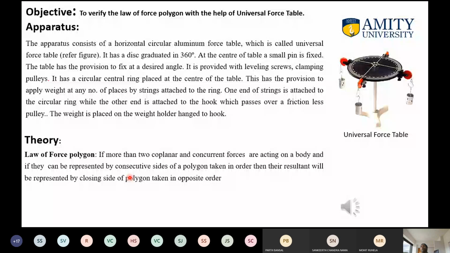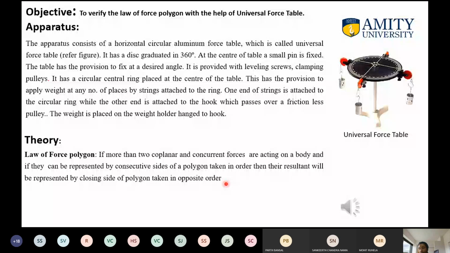We have already studied the basics of the triangle law in 11th and 12th. The polygon law is as simple as the triangle law. If we have a number of forces representing the sides of a polygon, one force, second force, third force, fourth force, drawn in a shape that constitutes a polygon, then the last force, which closes on the first force, gives the force polygon law.